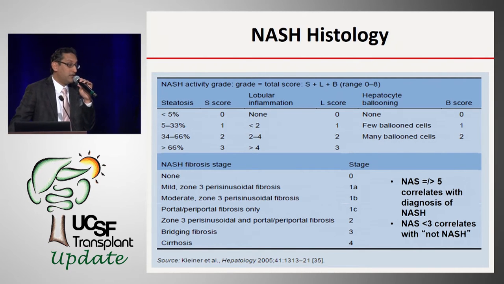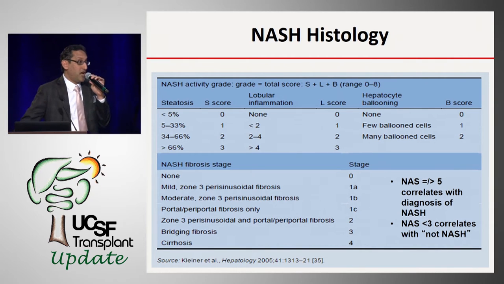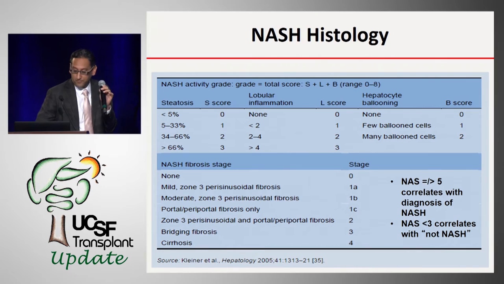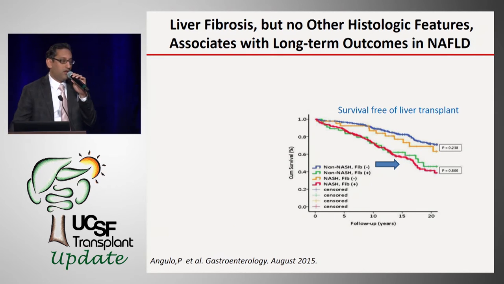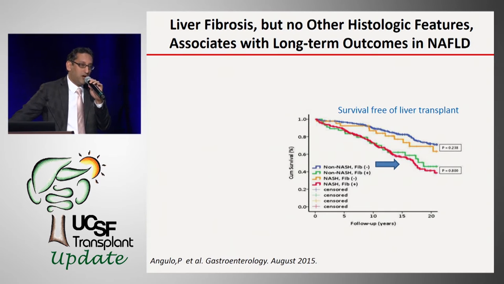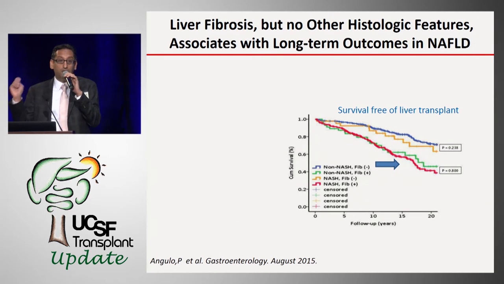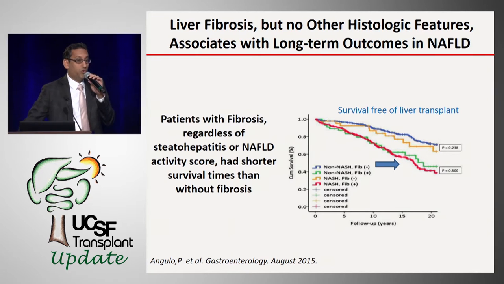When you look at the clinical trials, they have different designs and different categories they use to define the primary outcomes. The most important thing on a liver biopsy is liver fibrosis. This is an amazing study by the late Paul Angulo. They had about 619 patients followed for about 13 years, and they found that the single most important thing on the liver biopsy is the fibrosis. Patients who had fibrosis did worse than patients who did not have fibrosis.